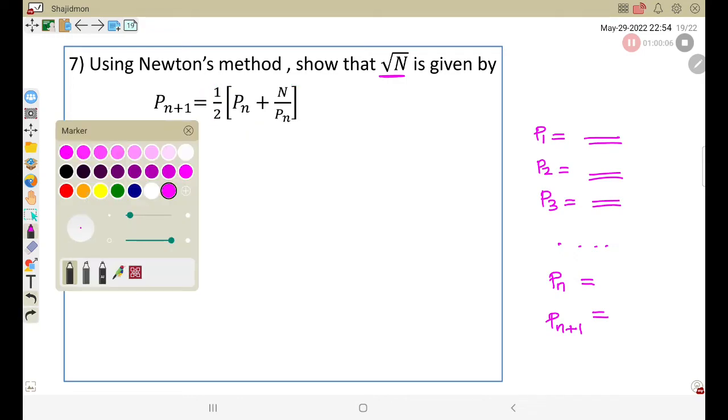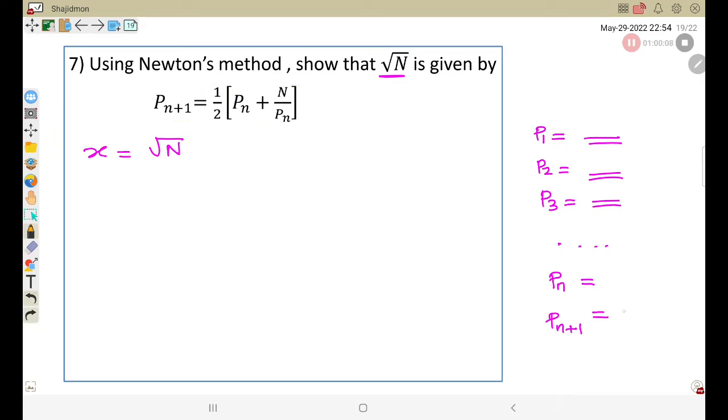That is what we need to do. When we are calculating Pn plus 1, you will get the answer half into Pn plus n over Pn. We need to show this one. You are getting this or not? That is the question. So calculate Pn plus 1, check you are getting half into Pn plus n over Pn or not. This is what we need to do.